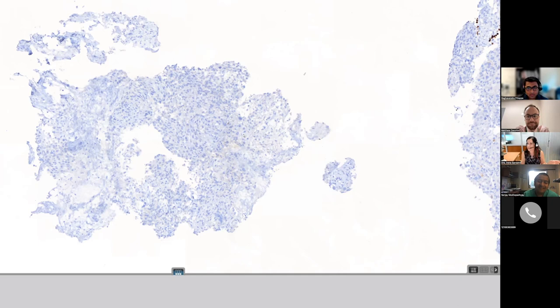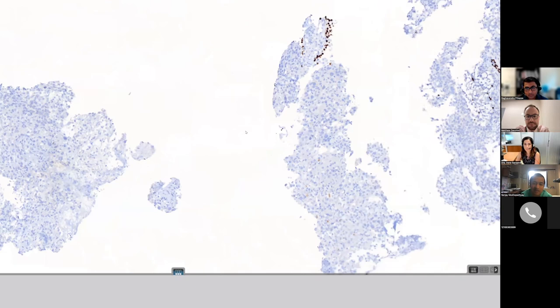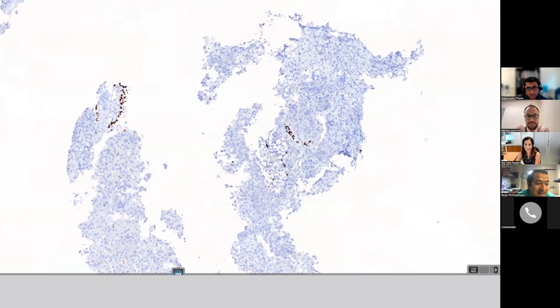I agree with all of that. First of all, this is a great case to show how something can look squamous but actually turn out to be solid adenocarcinoma. I think all of us were leaning in that direction. So that's a great one.